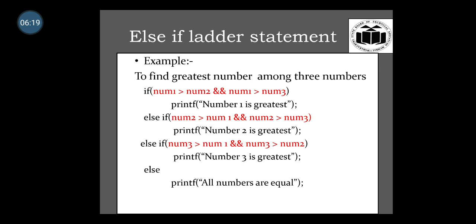Otherwise, we check the next else if statement, that is the third condition: num3 is greater than both num1 and num2. If both these conditions are true, then printf will get executed. Then it will print number 3 is greatest. If all these three conditions are false, then the default statements, that means the last else part, will get executed. All numbers are equal.